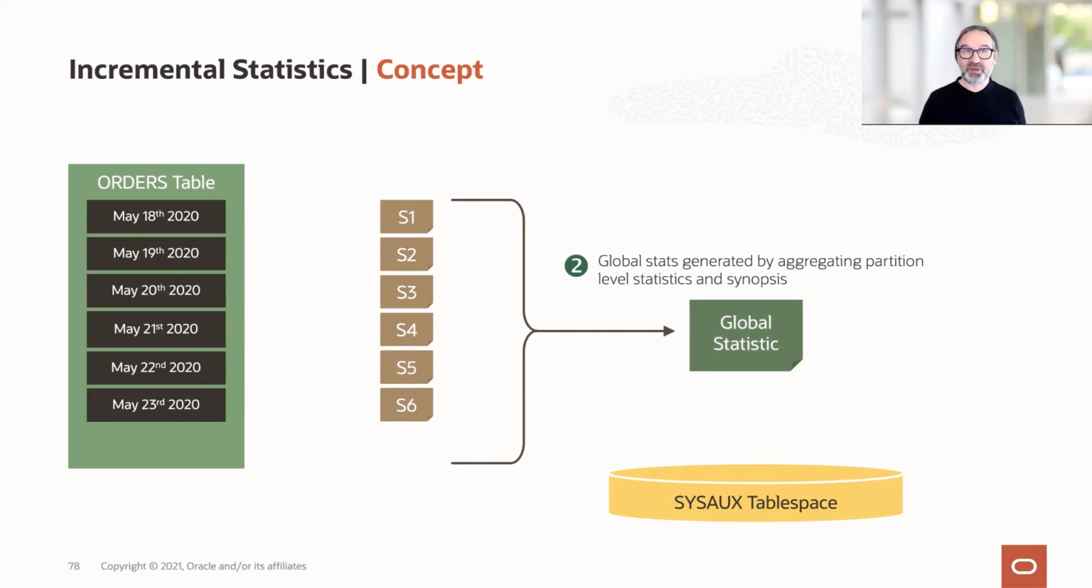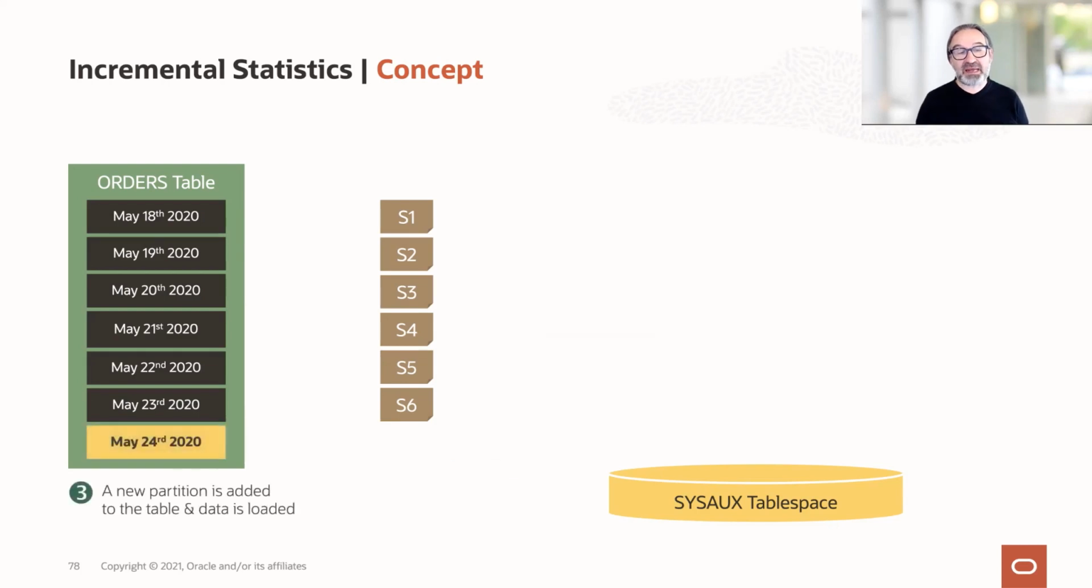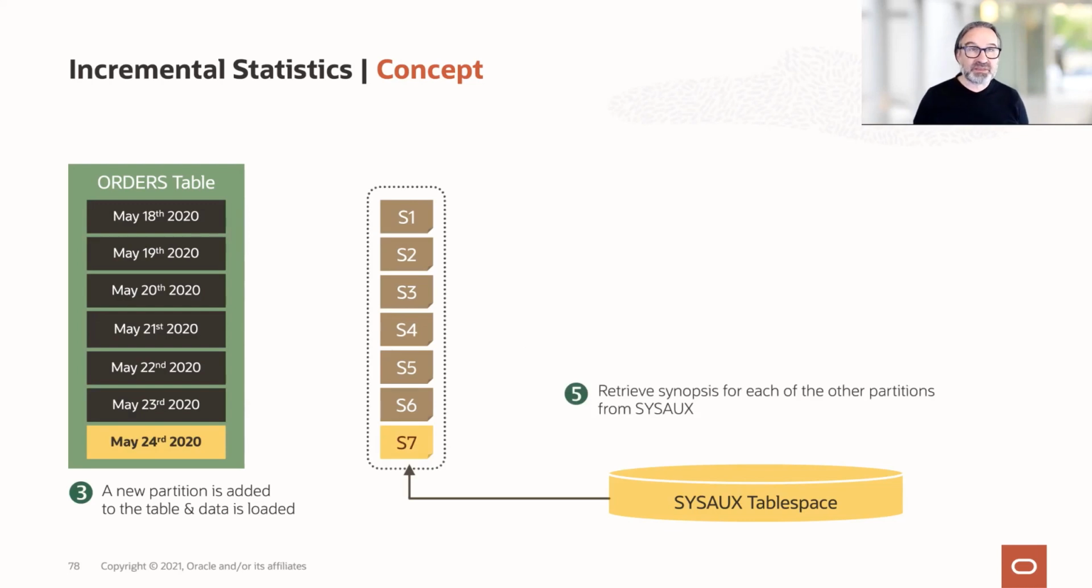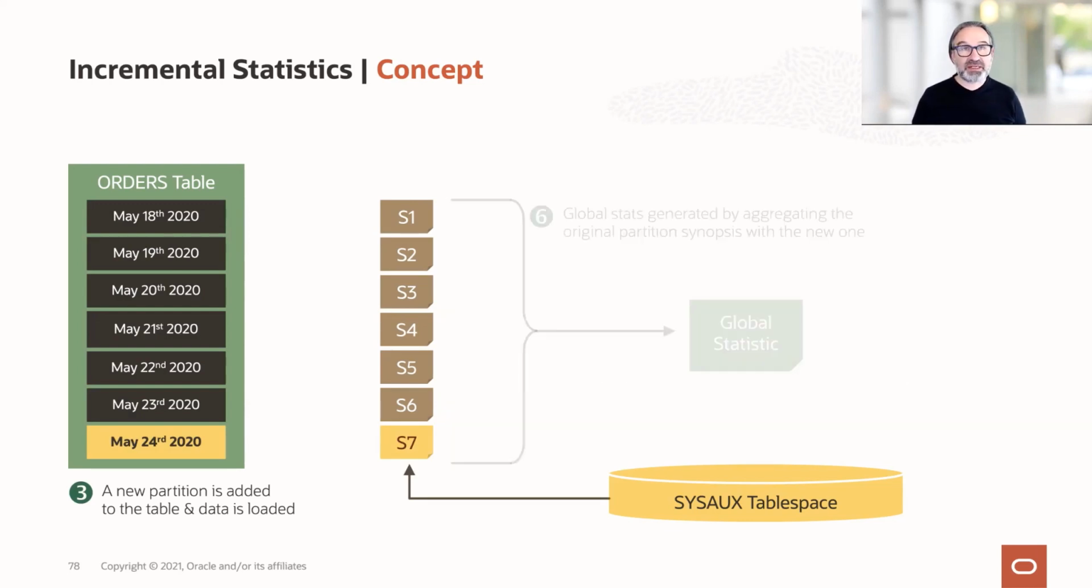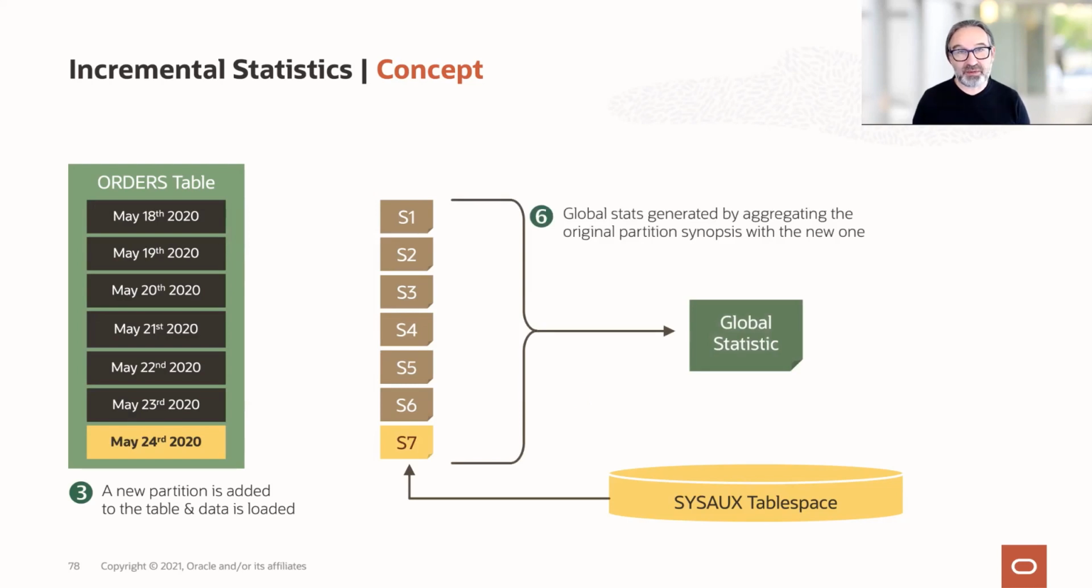So far, so good. But when the incremental stats are on and we now add a partition, here the yellow partition for May 24th has no statistics, and we now gather statistics for this partition, and with the synopsis stored in the SYSAUX tablespace, we can now calculate and refresh the global statistics for that table. Without incremental stats, we would have to revisit all the existing partitions, but with incremental stats and the synopsis, we don't have to do that. This is the idea of incremental stats.